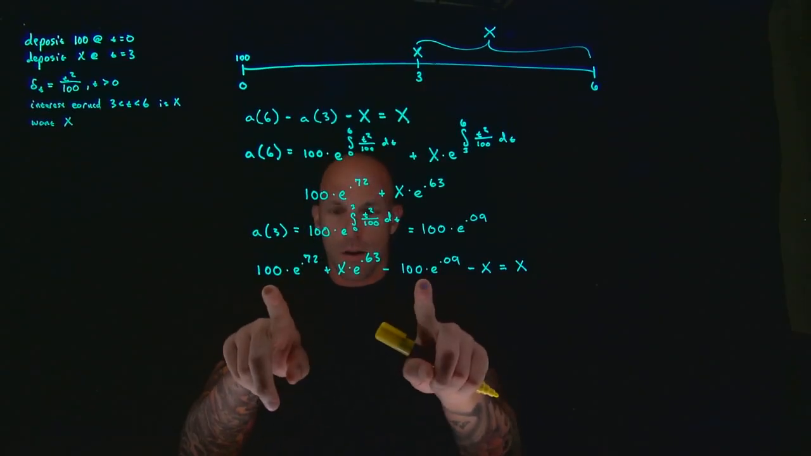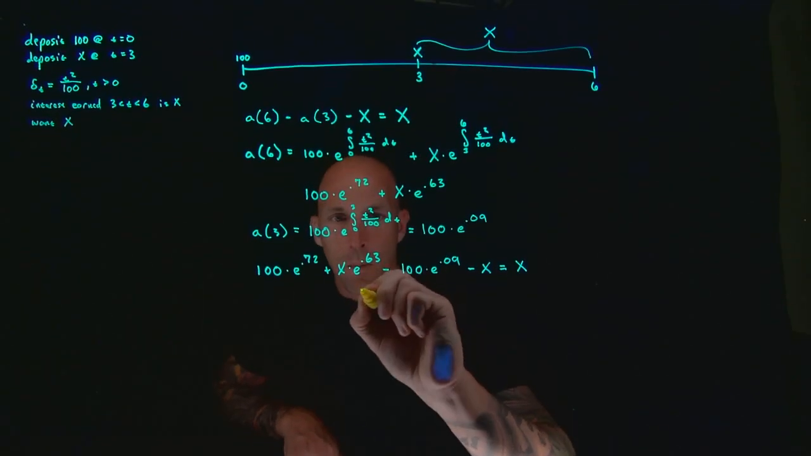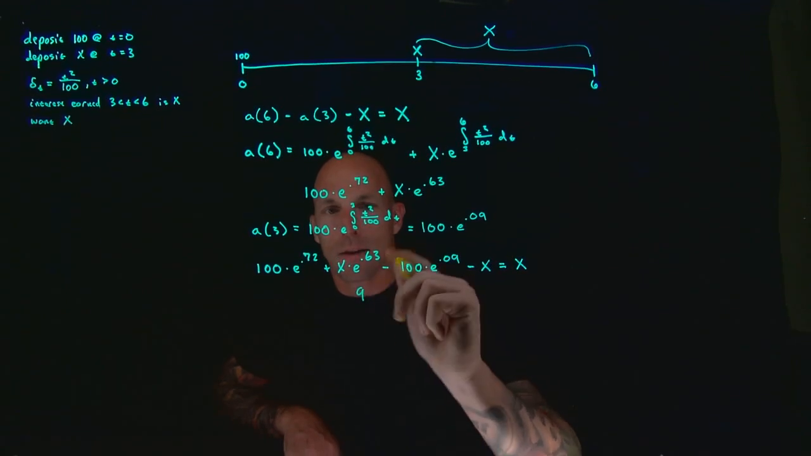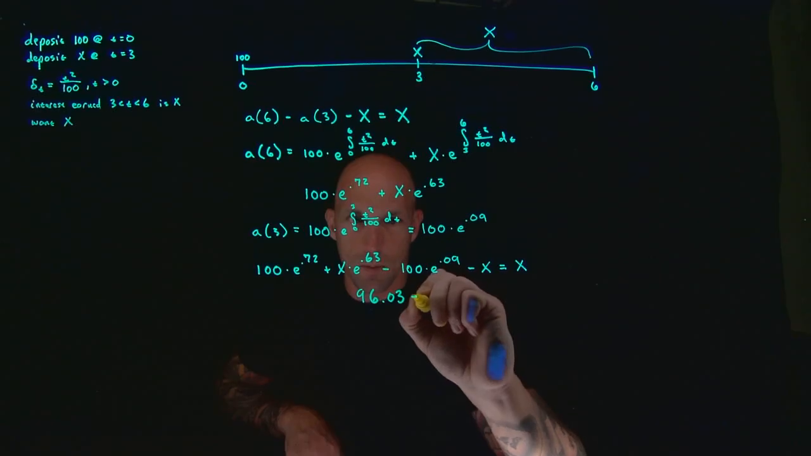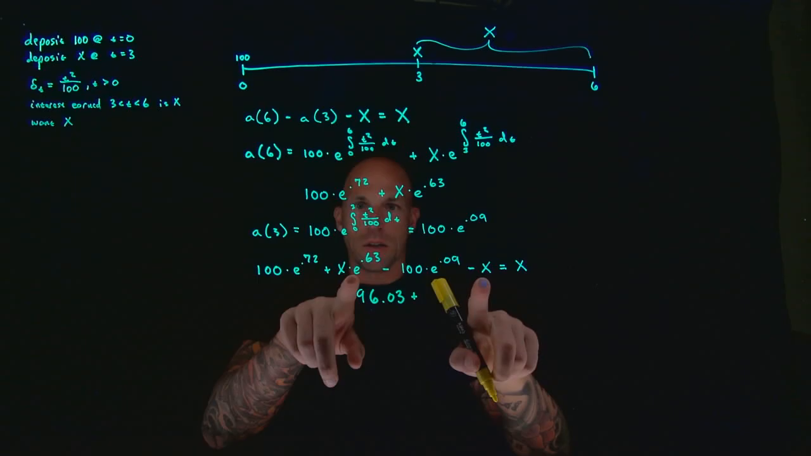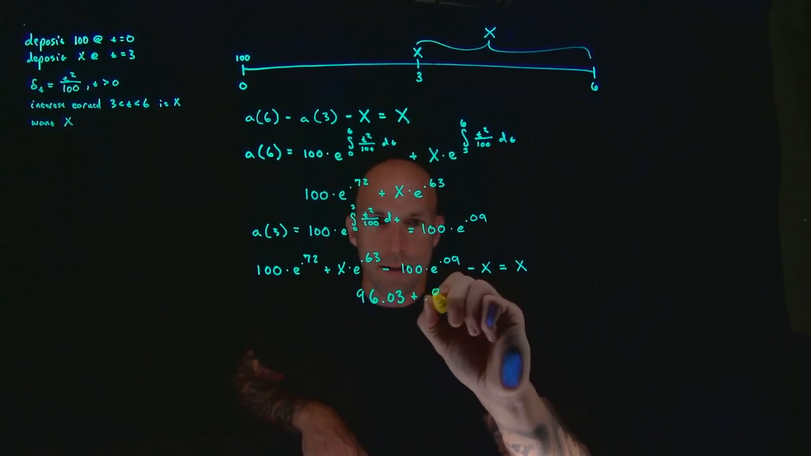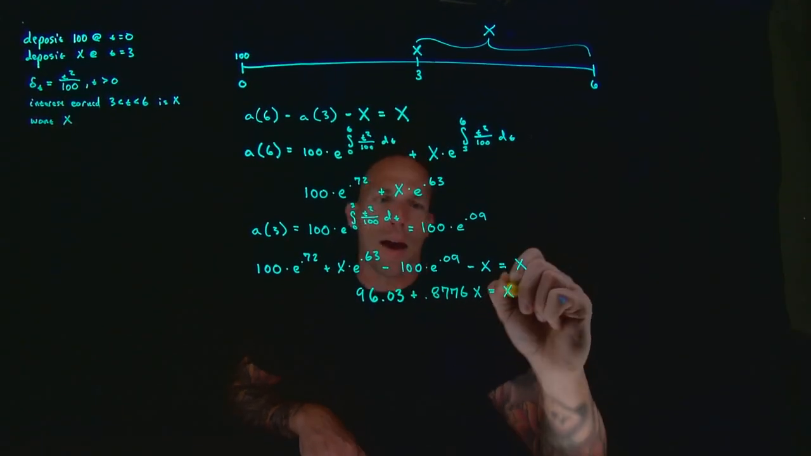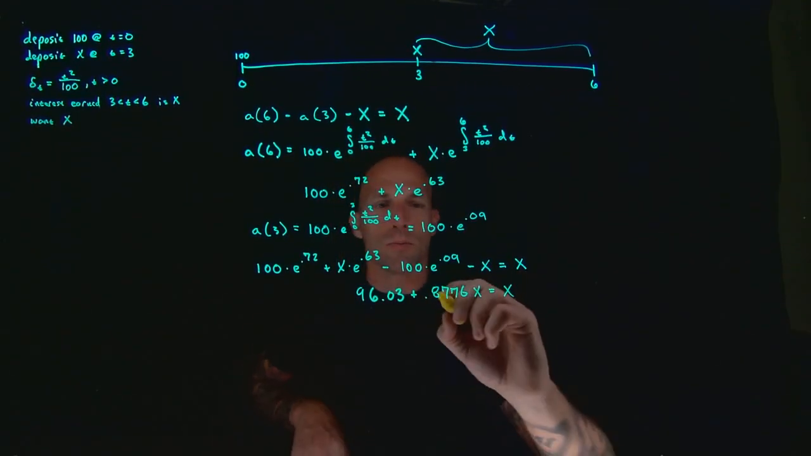So let's collect our constants here, and the calculator would be really helpful. We get about 96.03. Let's collect the x terms here. So this is just e to the 0.63 minus 1. We have that many x's, which is 0.8776x equals x.